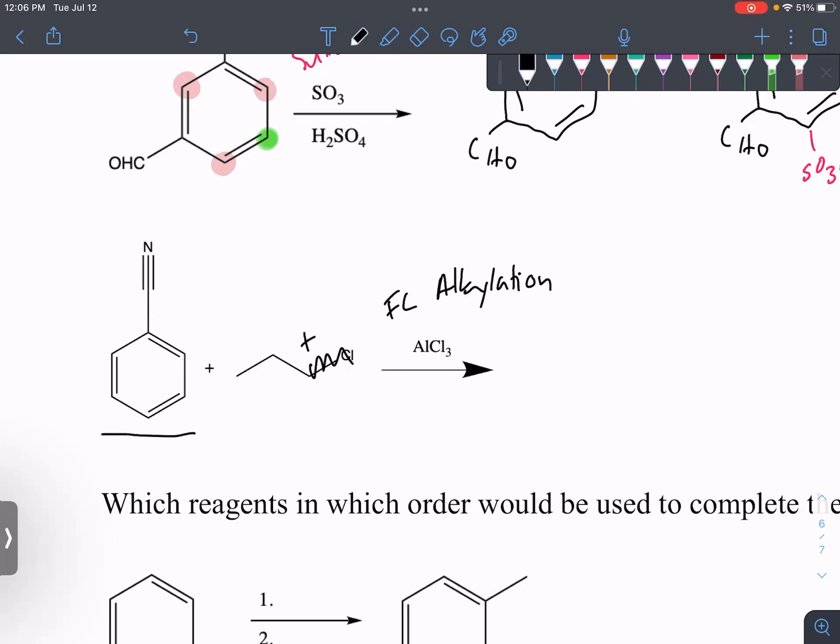Exactly. So anytime you have a strong meta deactivator, EWG, whatever you want to call it, Friedel-Crafts won't happen. So the CN is a strong EWG. Any meta director is going to be a strong deactivator, strong EWG. So anytime you have a meta director, you cannot do Friedel-Crafts.